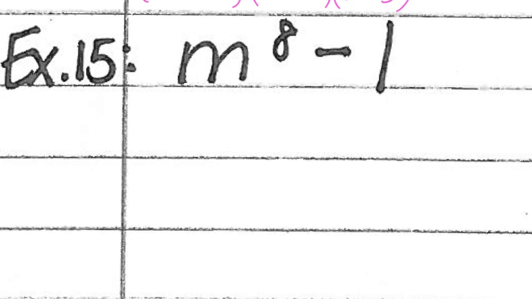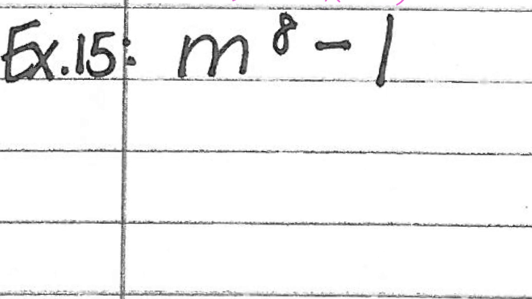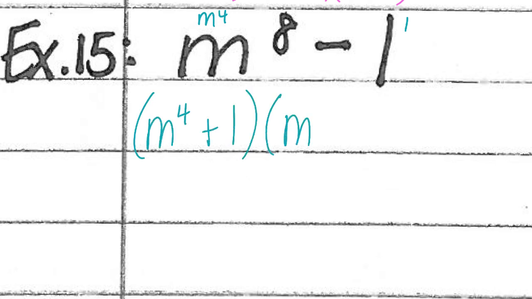All right, last one for this section. Ooh. This is a perfect square as well. Let's go ahead and look. The perfect square of m to the 8th is m to the 4th. The perfect square of 1 is 1. m to the 4th plus 1, m to the 4th minus 1.